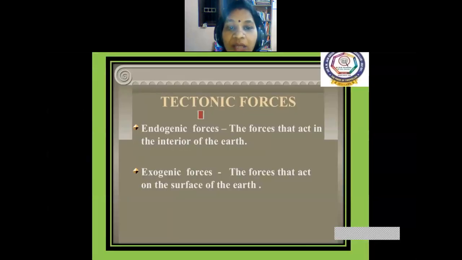Let's see what happens because of tectonic forces. Because of the tectonic plates, there are two forces: endogenic force and exogenic force. Endogenic means inside, exo means outside, on the surface. Endogenic forces are the forces that act inside the earth, and exogenic forces act on the surface of the earth.